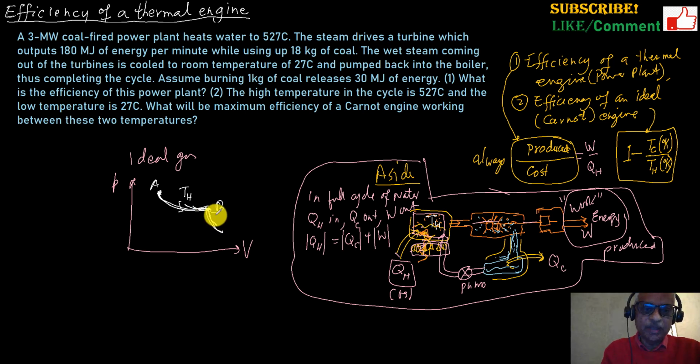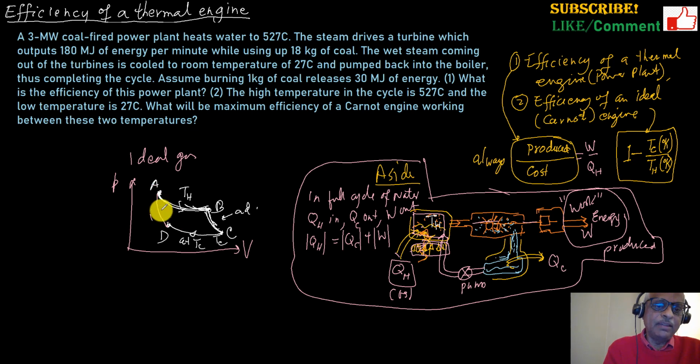And then you lower the temperature by expanding it adiabatically. So this will be a lower temperature, TC, and you compress at constant temperature TC. You come to some point D, chosen so that if you do adiabatic compression, you get back to the original point. So this cycle is called the Carnot cycle.